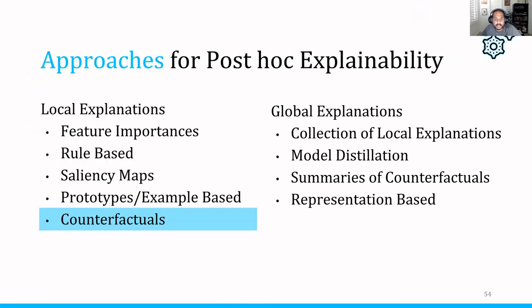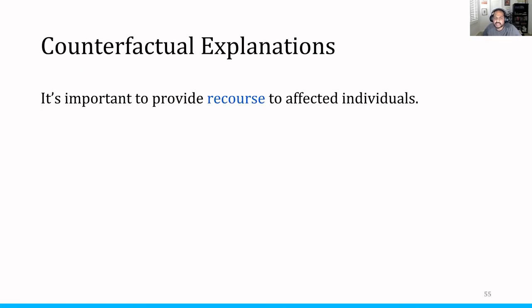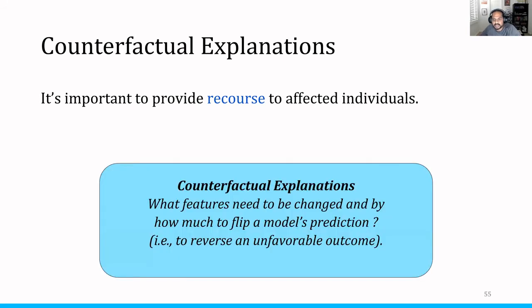And finally, I also want to talk about counterfactuals quickly. These are a little bit similar to something we have seen with prototypes, but the idea here is to explicitly compute a recourse for affected individuals, right? So the idea here is thinking about the counterfactual, right? What features need to be changed and by how much to flip the model's prediction, right? So suppose you've got an unfavorable output, how do we change that?